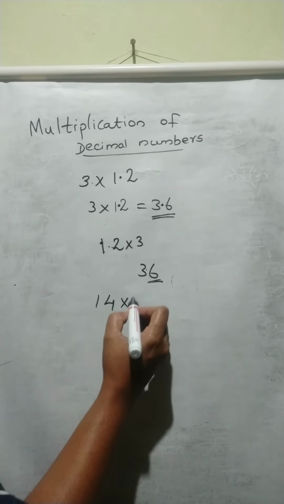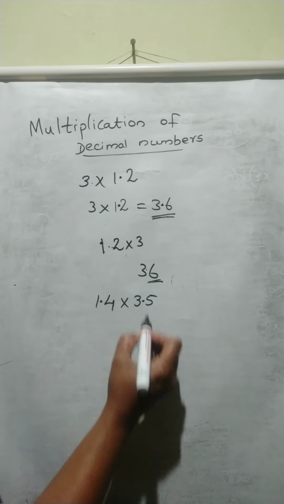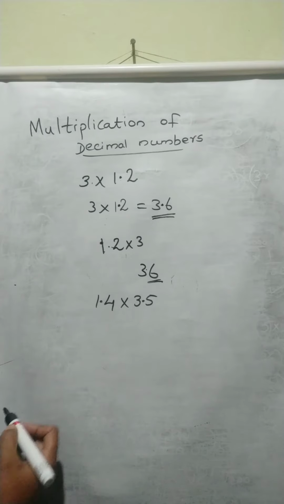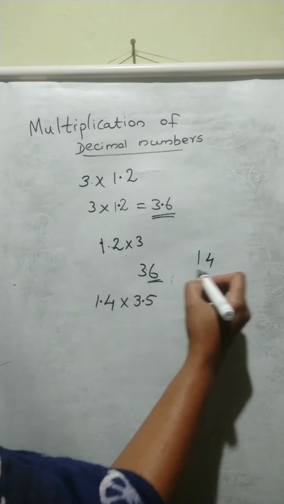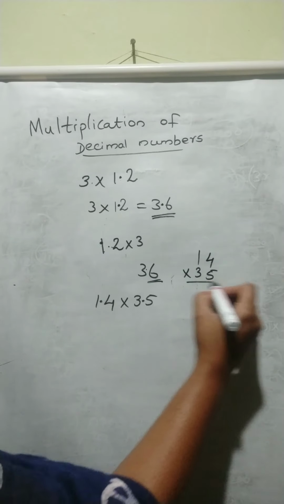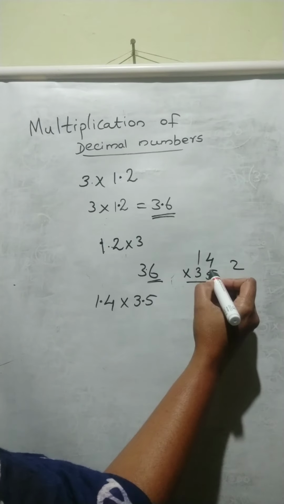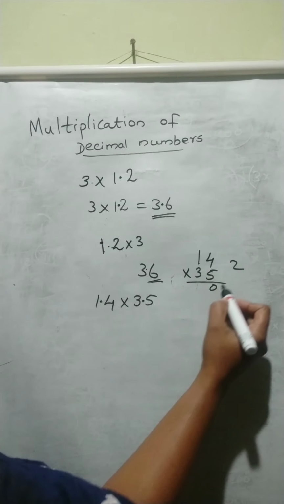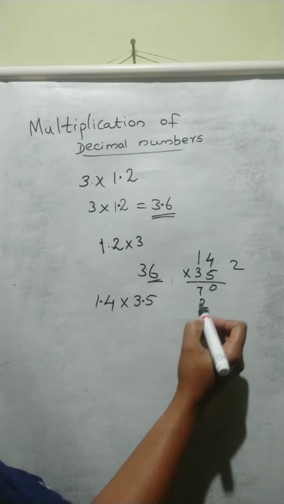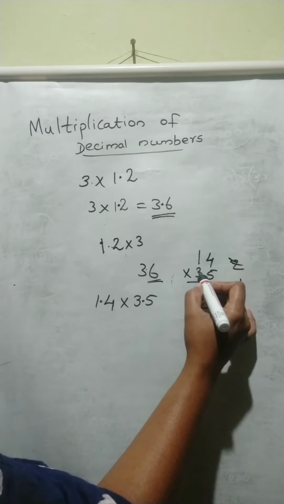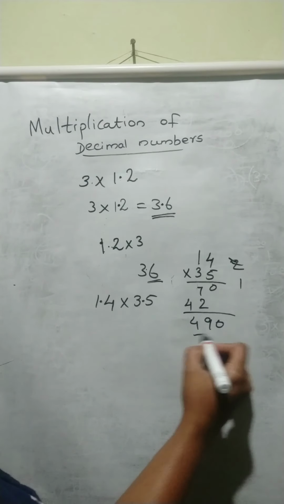Then another one, 14 multiplied by 35. Then 1.4 and 3.5. How can we multiply? First we have to multiply the numbers without a decimal. Now 14 multiplied by 35. 5 fours are 20, then 2 will be there. 5 times 1, 5. Then 5 plus 2, 7. Then 3 times 4, 12. 12, then 1 is there. 3 plus 1, 4. That is 490 is the answer.